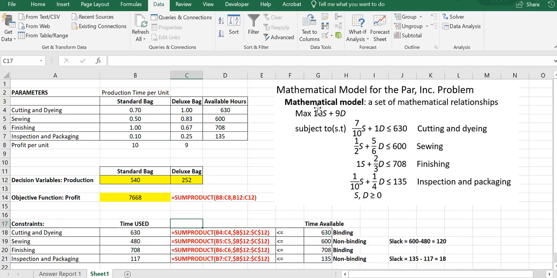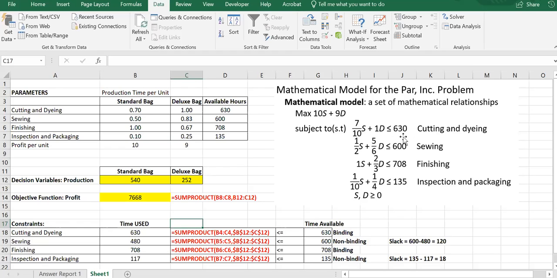So we can write down our objective function. And then we had some operating constraints. So we had four departments that need to work in order for us to make standard and deluxe bag: cutting and dyeing, sewing, finishing, inspection, and packaging. Four departments.